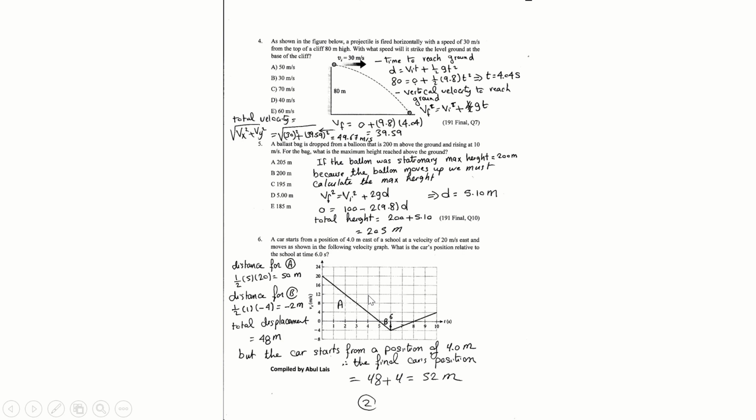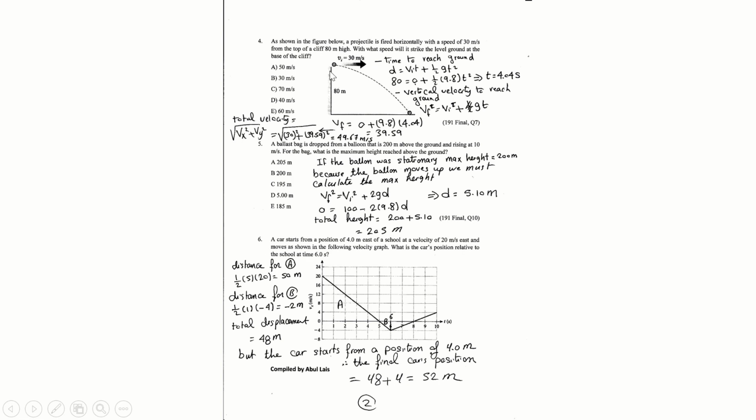So now let's move on to the next problem, which is problem number 4, and this is about projectile motion. It says that, as shown in the figure below, a projectile is fired horizontally with a speed of 30 meters per second from the top of a cliff 80 meters high. With what speed will it strike the level ground at the base of the cliff?